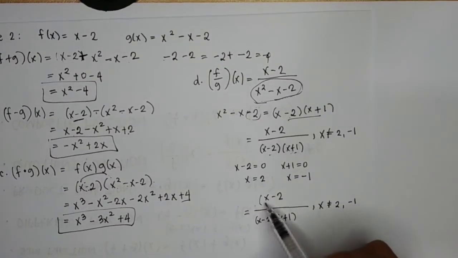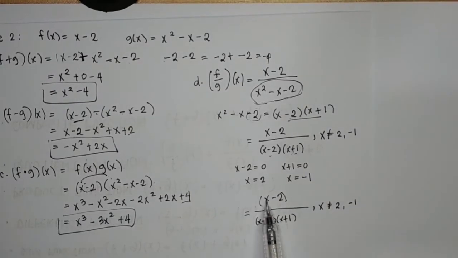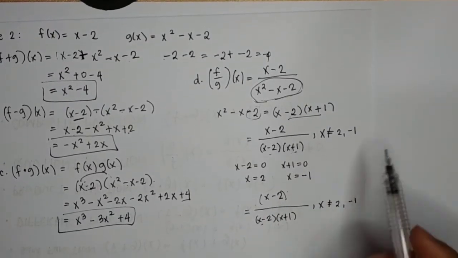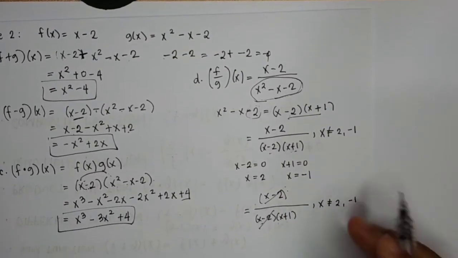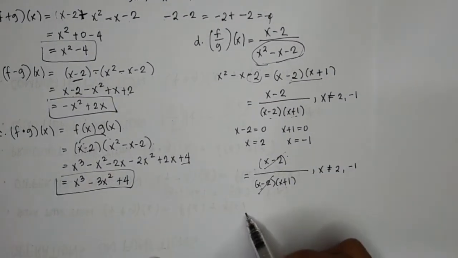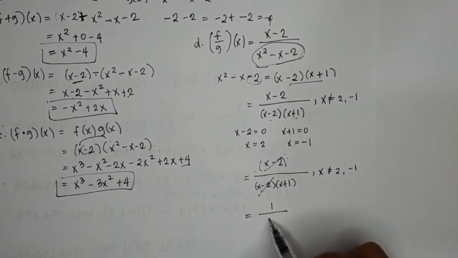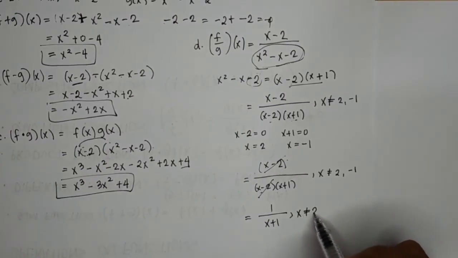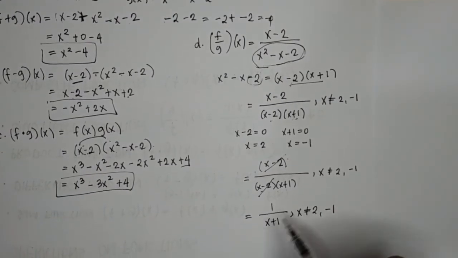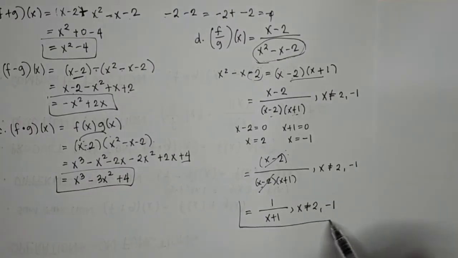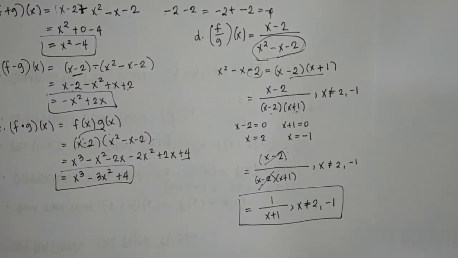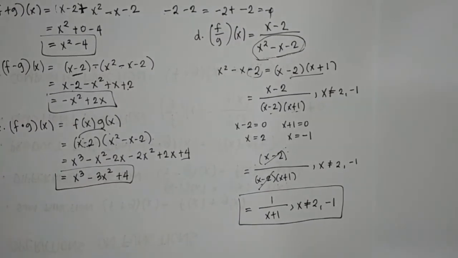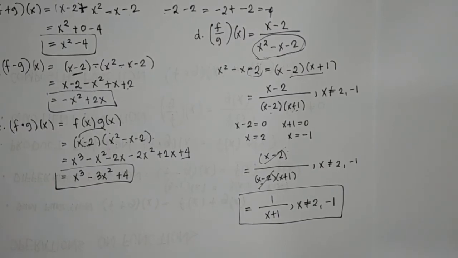Take note, as you can see, may common. So, mayroon tayong common sa numerator at saka denominator. So, we can cancel this out. So, yung magiging final answer natin is 1 over x plus 1, wherein our x must not be equal to 2 and negative 1. So, ito yung final answer natin for the quotient of our function.